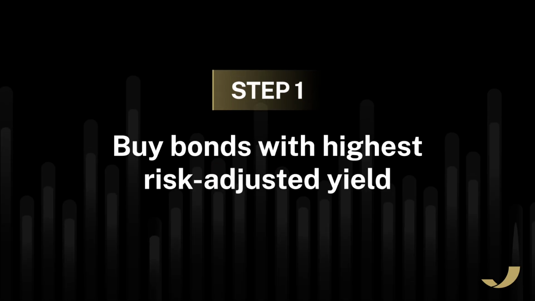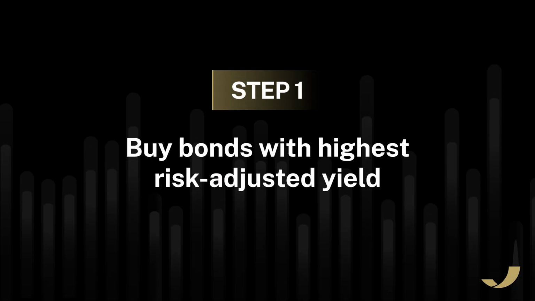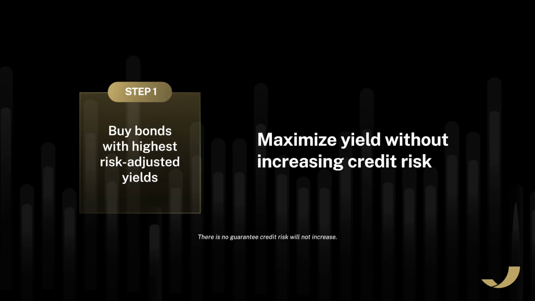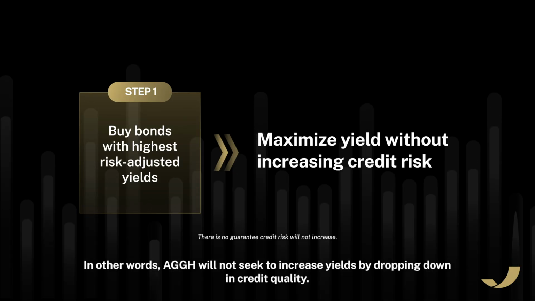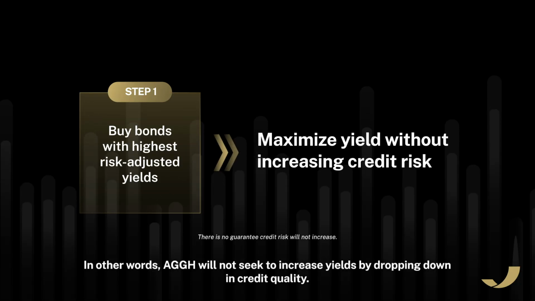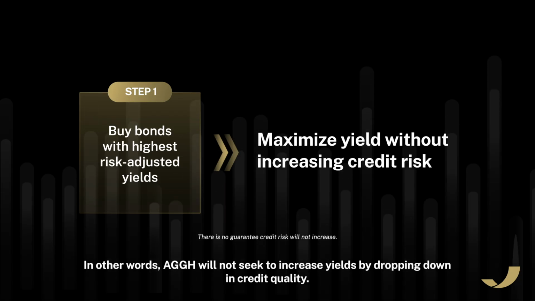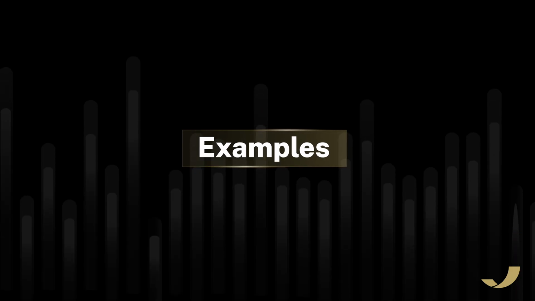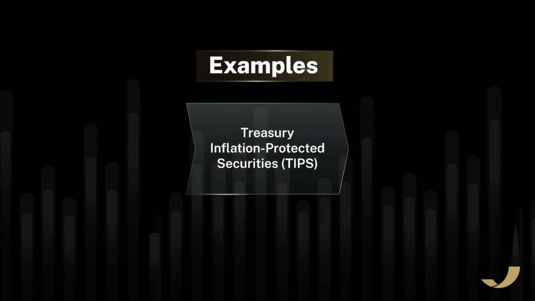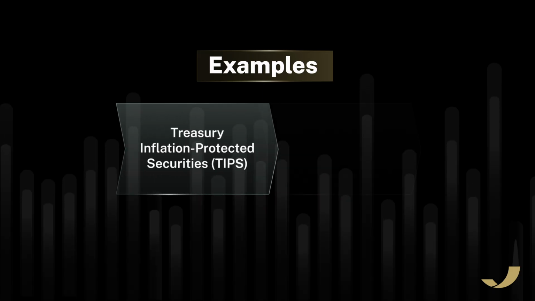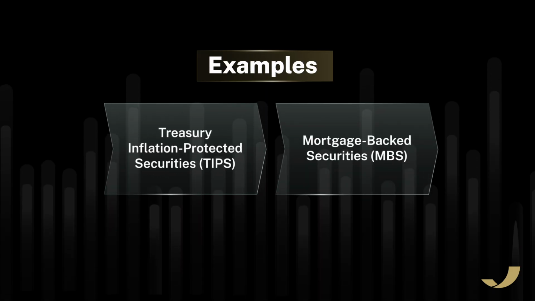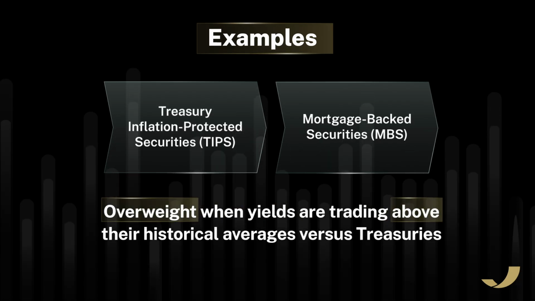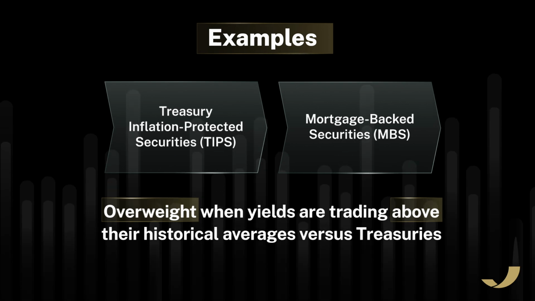Step 1 is to buy bonds with the highest risk-adjusted yields. The goal here is to maximize yields without increasing credit risk. In other words, AGGH will not seek to increase yields by dropping down in credit quality. Examples of sectors that might get emphasized are Treasury inflation-protected securities, or TIPS, and mortgage-backed securities. The idea is to overweight these types of sectors when yields are trading above their historical averages versus Treasuries.